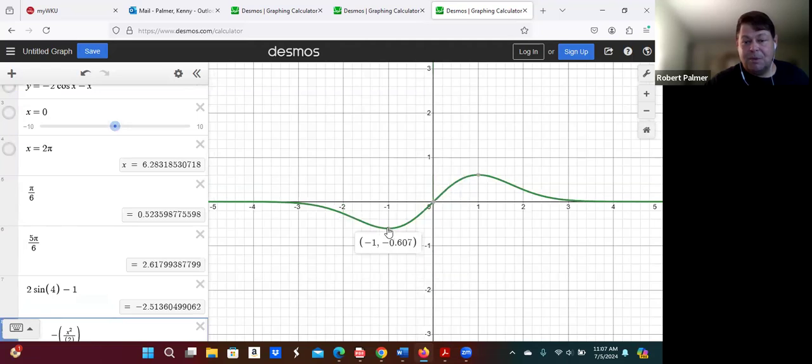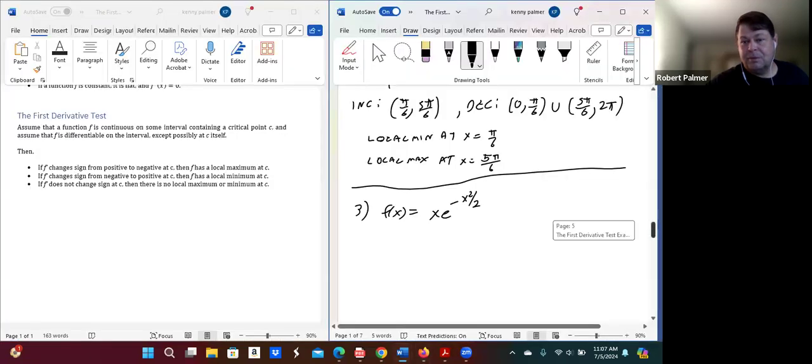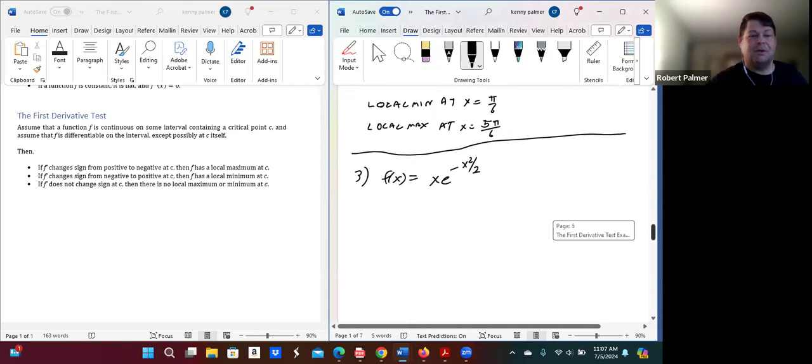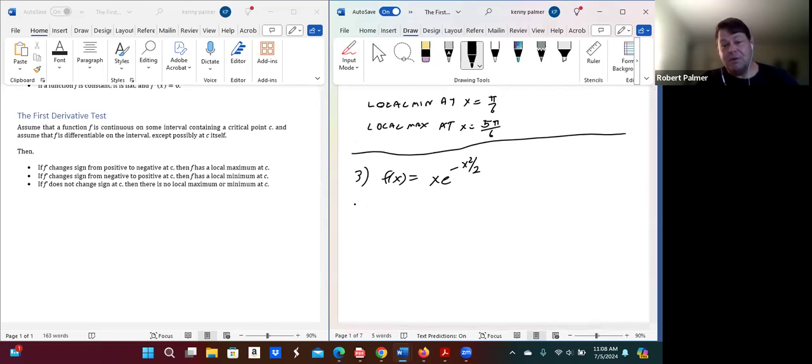It looks like we should have a minimum at -1 and a maximum at +1. So let's double check to make sure that's the case. You realize we didn't draw the last graph, but that's okay. You saw the graph on Desmos, and you can graph it on your graphing calculator. Once again, like usual, let's find our derivative.